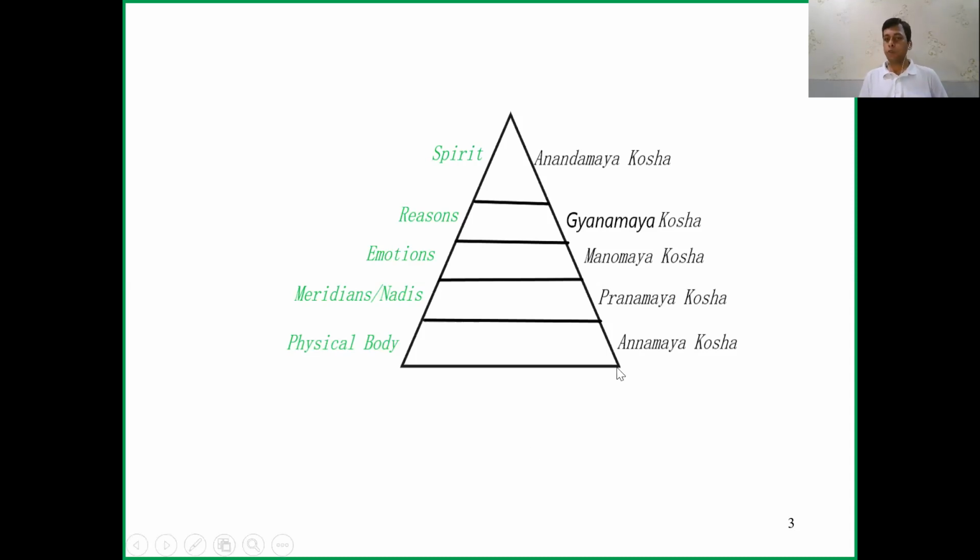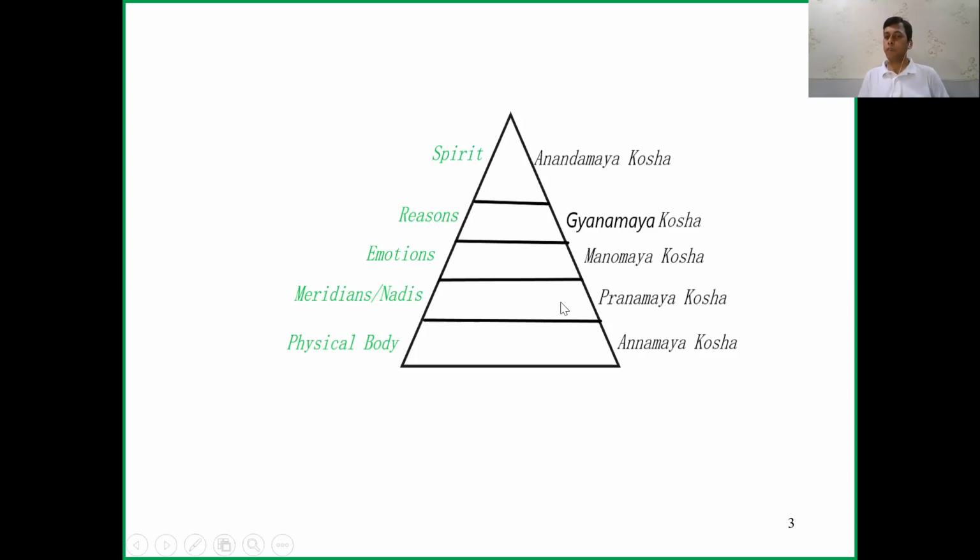There is Annamaya Kosa, which is related to the physical body. There is Pranamaya Kosa, which is related to meridians and nadis. Then there is Manomaya Kosa, which is emotions. There is Jnanamaya Kosa, which is reason, and Anandmaya Kosa, which is spirit. We all know about this invisible body, Pranamaya, Manomaya, Jnanamaya, Anandmaya, and we are working with it. Annamaya Kosa is our physical body, and we know about Pranamaya, that is meridians, chakras, and the energy system, and how these energy systems work.